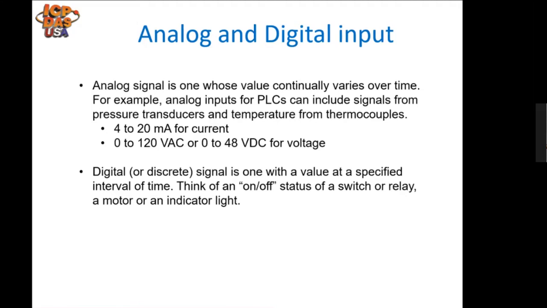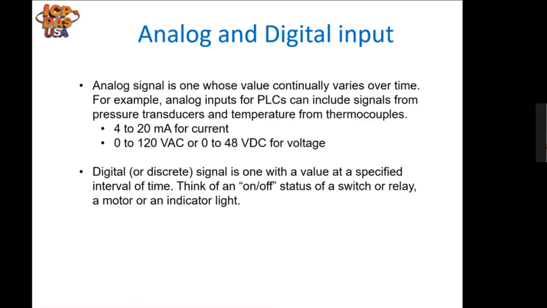An analog signal is one whose value continuously varies over time. For example, analog inputs for PLC can include signals from pressure transducers and temperature from thermocouples. Common examples of standard analog I/O are 4 to 20 milliamps for current, and ranging from 0 to 120 volt AC or 0 to 48 volt DC for voltage.